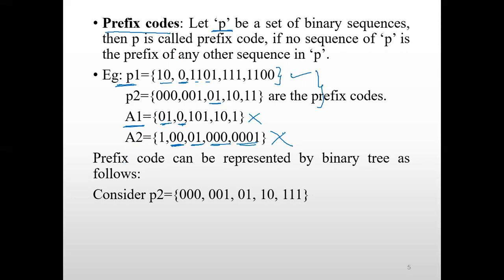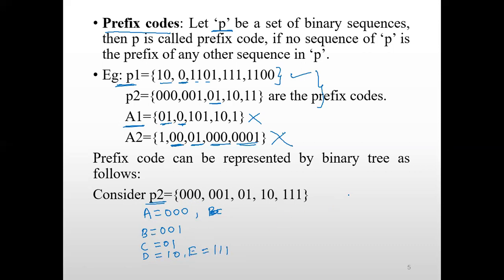This is the definition of prefix code, and this prefix code can be represented by a binary tree as follows. Consider the prefix code P2. Now let's label them. A is equal to 000, B is equal to 0001, C is equal to 01, D is equal to 10, and finally we have E is equal to 111.